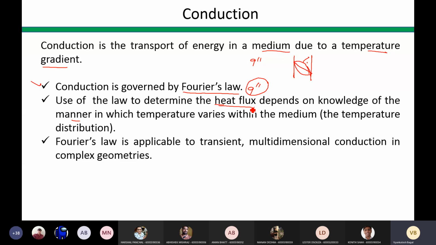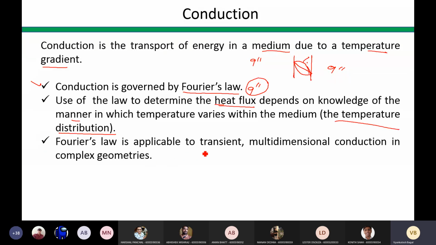So it means to find out the heat flux Q double dot using Fourier's law of heat conduction, you have to think about the temperature distribution first. How the temperature distribution is there within your material. Clear?